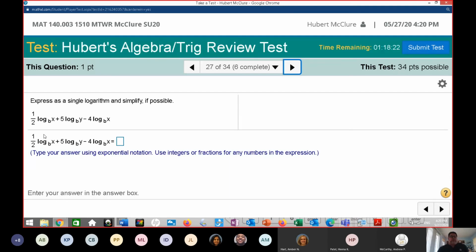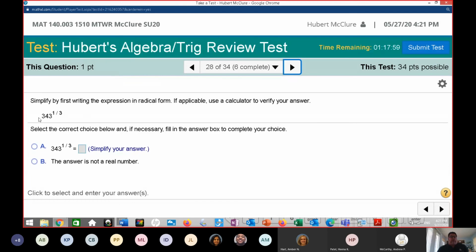Same thing here, except you don't have an equal sign. So that's going to be x to the 1/2 times y to the 5th divided by x to the 4th. You're using quotient rule and product rule, rewriting.